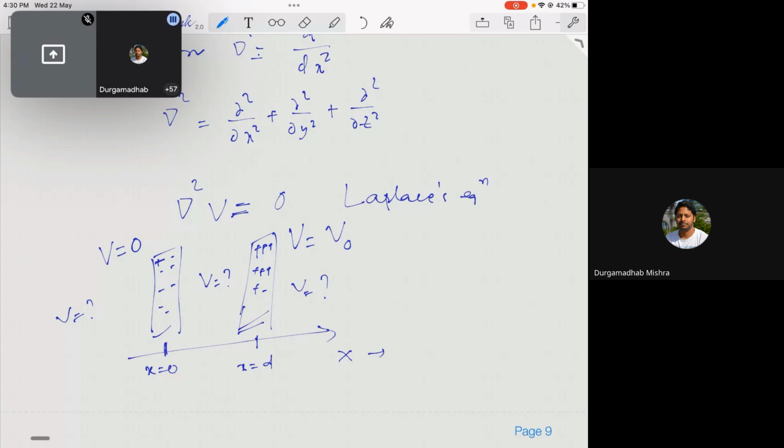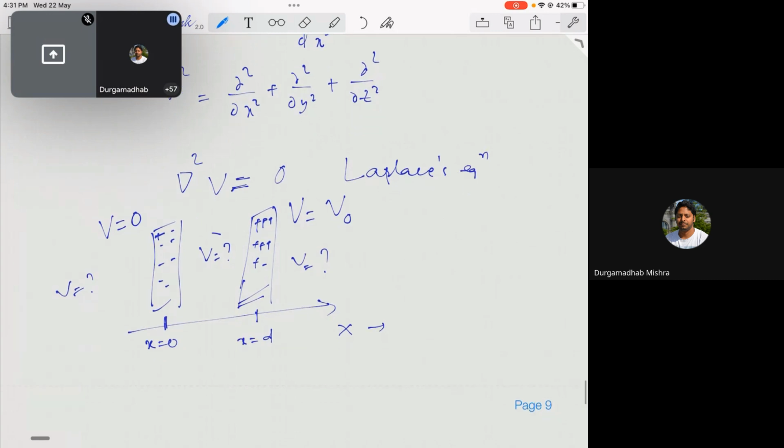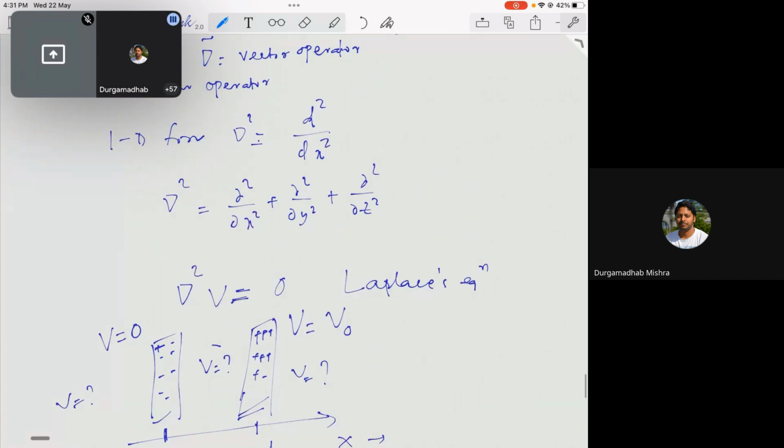Since there is no free charge within this region, we will be using the Laplace's equation instead of Poisson's equation. And you can see these equations are nothing but differential equations. In physics, whenever we want to solve any differential equation, you need to use a boundary condition, whether you talk about quantum mechanics or electrostatics, electrodynamics. To solve a differential equation, you need a boundary condition.